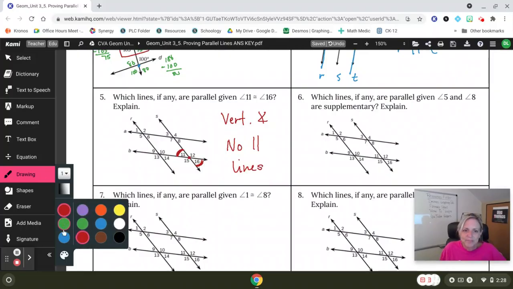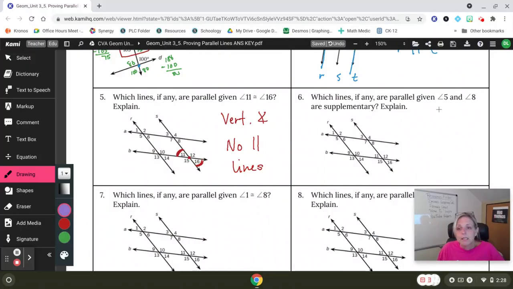Okay, good. Number 6 says that angles 5 and 8 are supplementary. So angle 5 is right here and angle 8 is right here. Okay, so when I look for my transversal, remember it has to be a line that goes through 2 lines and it has to touch both of those angles. So line A is my transversal.